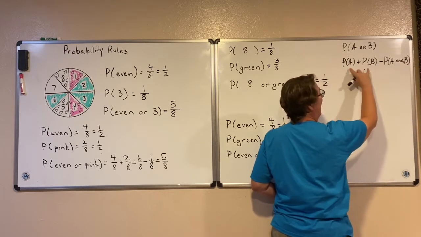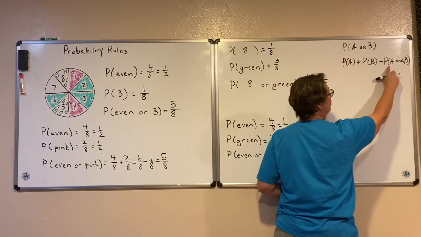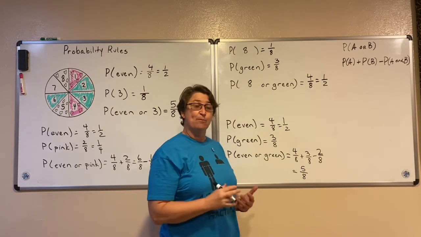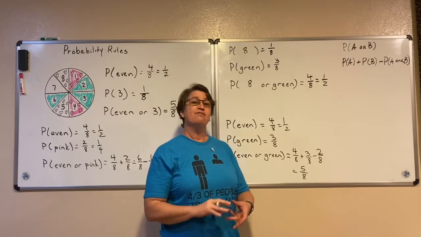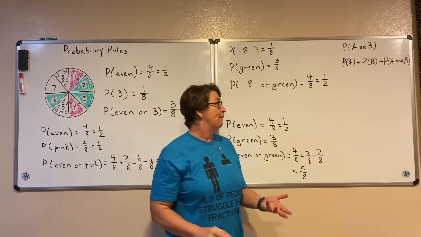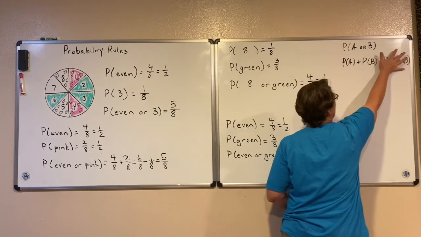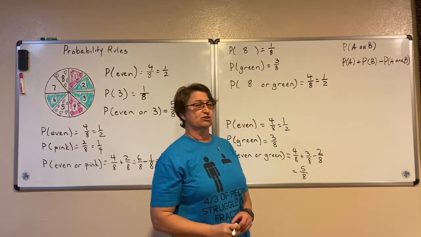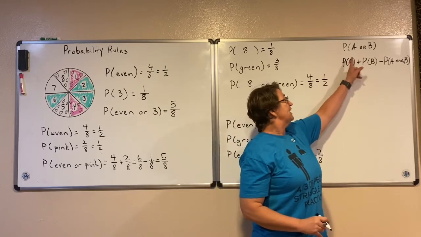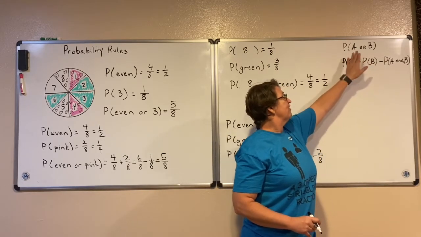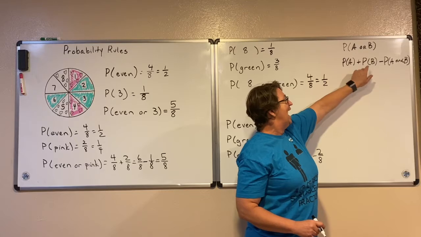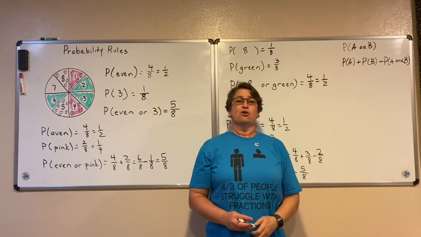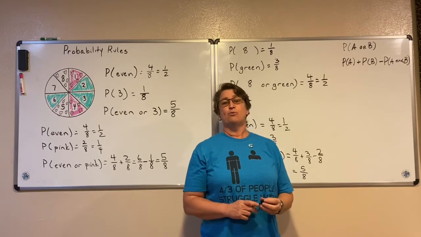So add the 2 probabilities and subtract the overlap. If they happen to be mutually exclusive, if they don't overlap, then we don't have to worry about the back part. But that's only if they are mutually exclusive. So anytime we see or think of the or, we're going to add and subtract any overlap. So that's one of the probability rules.